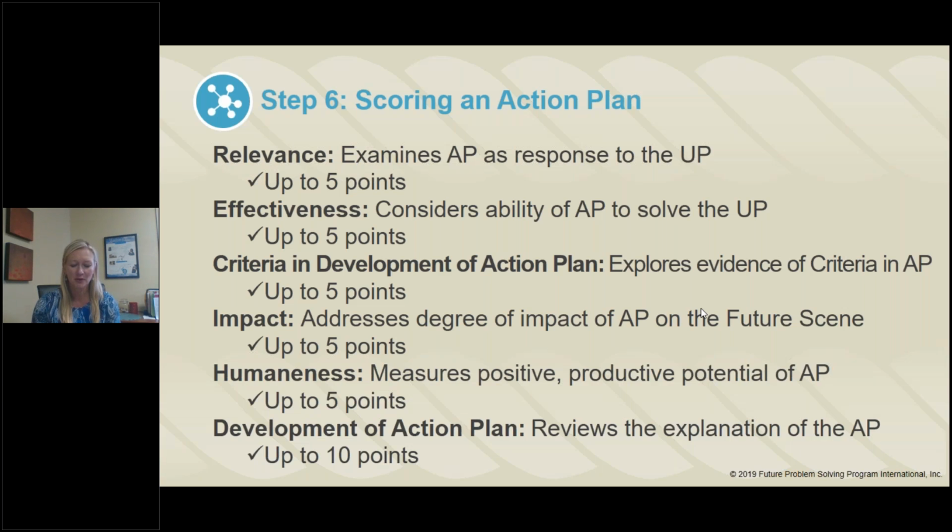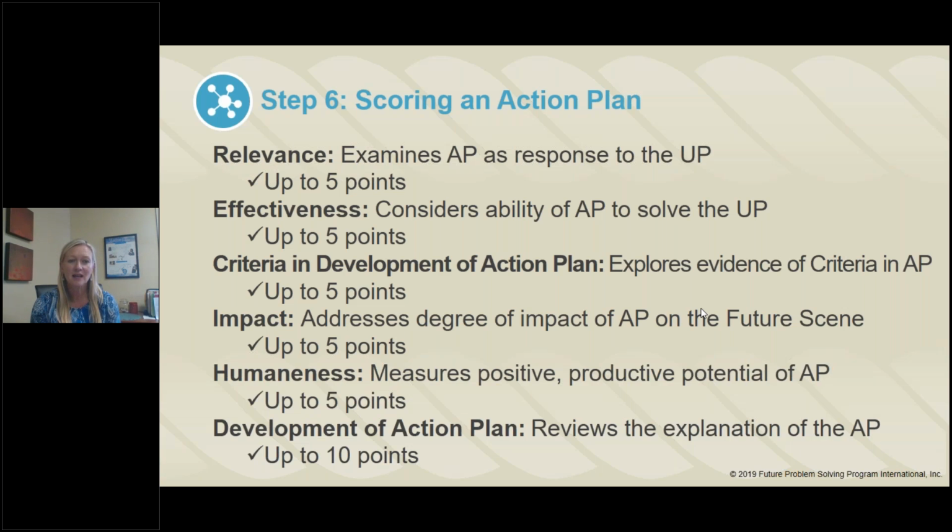So it is very important that students choose a positive and productive potential in their action plan. And this is where this is scored. You may notice throughout the booklet that they might have included some solutions that weren't quite humane, but we weren't evaluating for that at the time. But now is the time that we would look for that positive and productive aspect. And if students chose things that weren't quite positive, we would mark them down in this aspect.